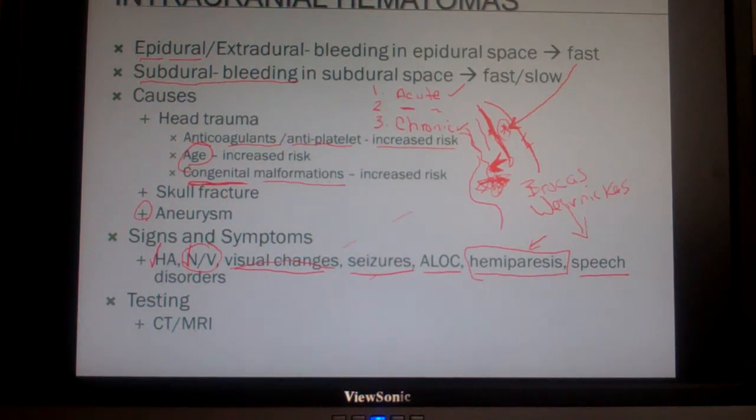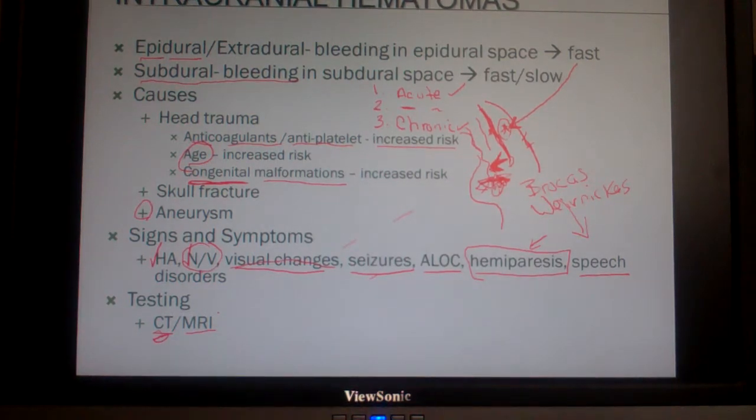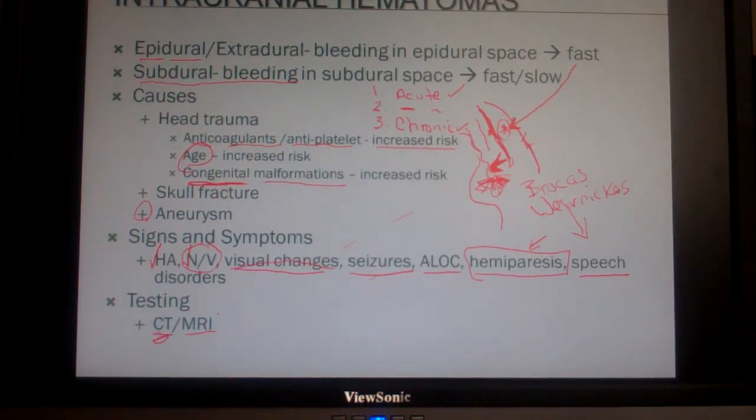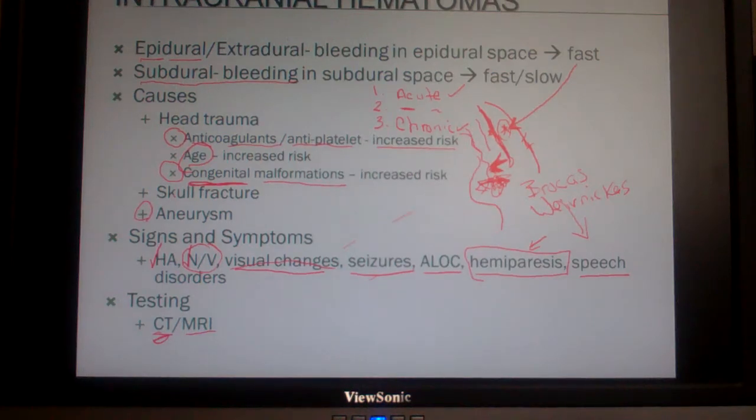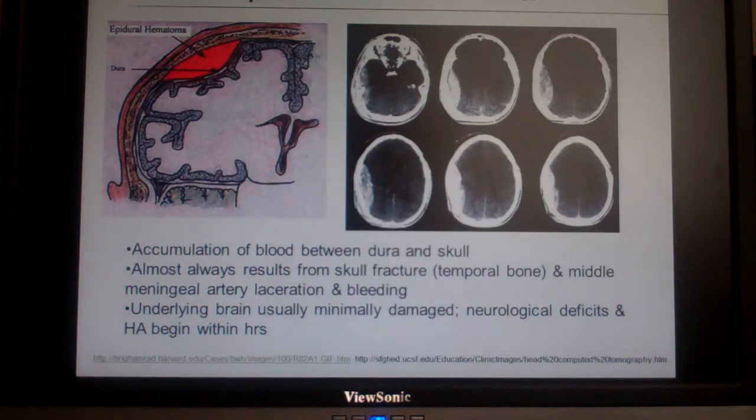Testing is usually the CT, look at it, see what's going on, and the MRI. I don't know that there's anything necessarily new on here, but you can see where it's different, in only that some of these things, like anticoagulants and congenital malformations from arterial venous problems, would increase your bleeding, over things like meningitis, encephalitis, and temporal arteritis that increase your pressure inside your head.